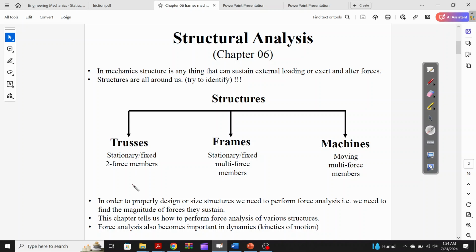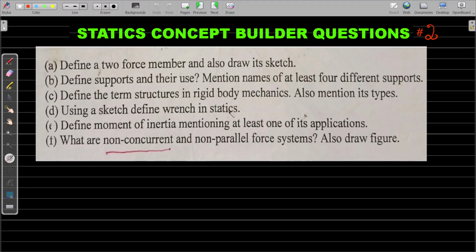Okay, we can define trusses, frames, and machines independently if we want. I have already explained them in our video also. So its types are basically trusses, frames, and machines. Okay, so this is being defined here. I hope this serves the purpose.